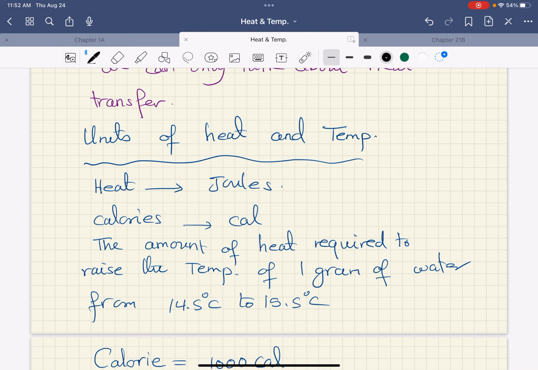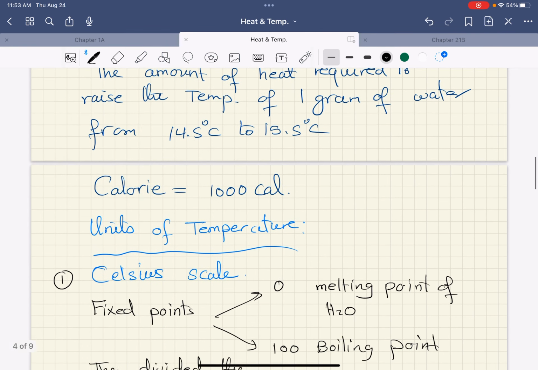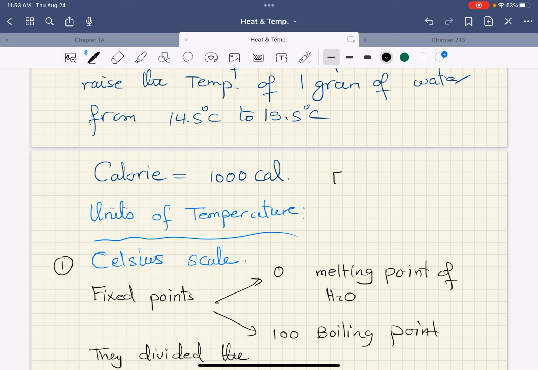Units of heat and temperature. Based on the definition of heat as related to energy, it has units of joule. We also have units of calories, and a calorie is the amount of heat required to raise the temperature of 1 gram of water from 14.5 degrees Celsius to 15.5. Now, the food calorie, which has a capital letter, is equal to 1,000 of the calories I just talked about.